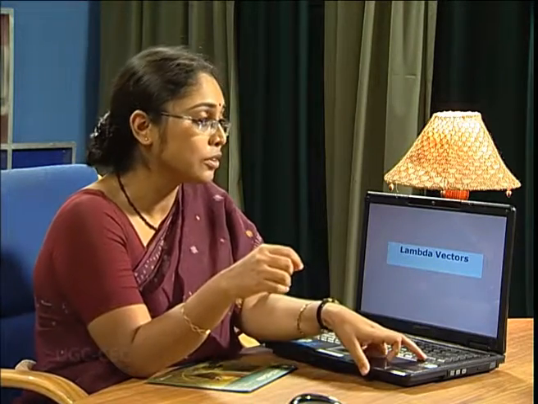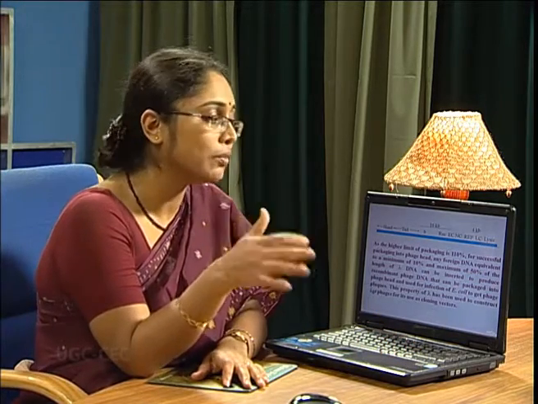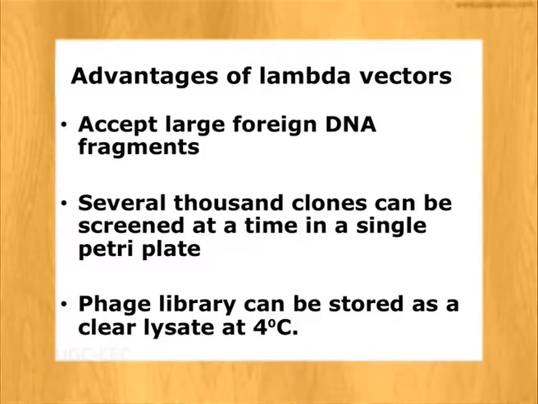Now, lambda bacteriophages are also used as vectors, cloning vectors. Cloning vectors are small pieces of DNA taken from either a virus or plasmid or a eukaryotic cell, and which can accept a foreign DNA. We know that an advantage of lambda vectors is that they can accept quite a large foreign DNA fragment, and several thousand clones can be screened at a time in a petri plate, and very easily they can be stored as clear lysate at 4 degrees centigrade.